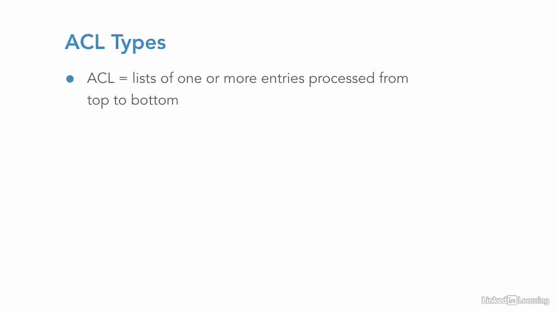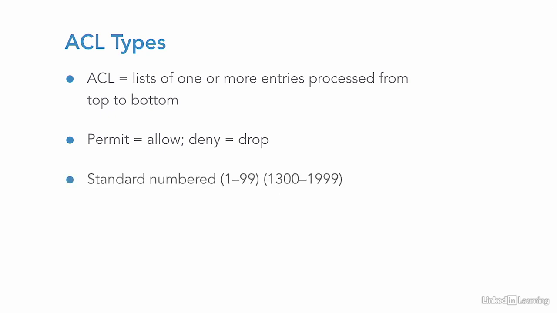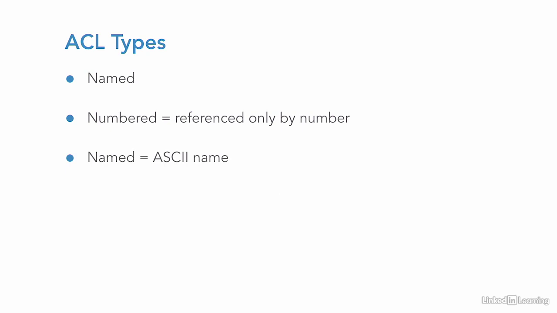ACLs are lists of one or more entries processed from top to bottom. Each entry has one of two actions, either permit or deny. Permit means allow and deny means deny. ACLs come in several types: standard numbered, extended numbered, and named ACLs. A numbered ACL is one that is referenced solely by a number, whereas a named ACL is one that is represented by an ASCII name. I generally prefer named wherever possible, as their purpose is more apparent based on their name.